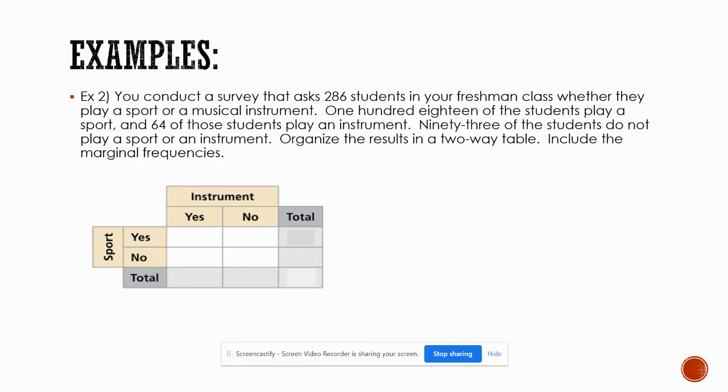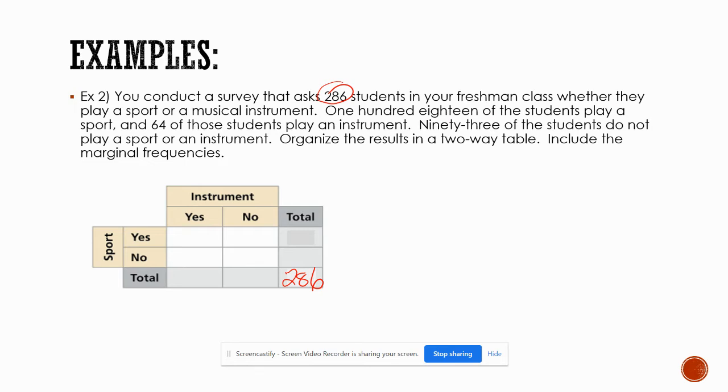All right, so now we're going to fill in. We conduct a survey that asks 286 students in our freshman class if they play a sport or a musical instrument. Well, we know our total has to be 286. Because remember, we've said on the last two that whatever is in this lower right-hand corner is the total of people who responded.